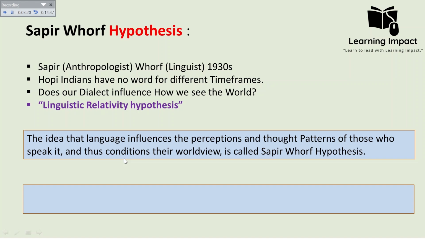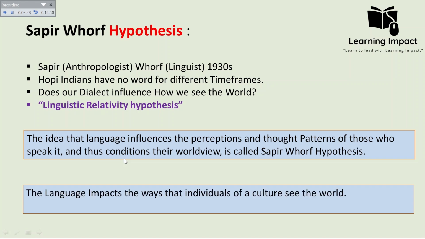This statement was precisely given by Floyd in his work Interpersonal Communication, which was published in 2009. Floyd gave a precise statement of the Sapir hypothesis: that language impacts the way that individuals of a culture see the world. It means that our language impacts how we see the world around us, how we make sense of the world. This is heavily influenced by our language. This is the precise statement given by Floyd of the Sapir Whorf hypothesis.